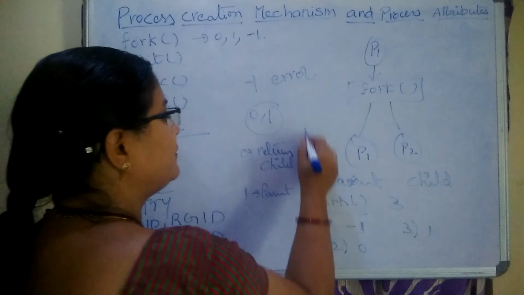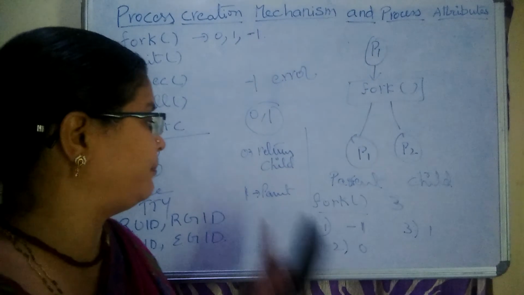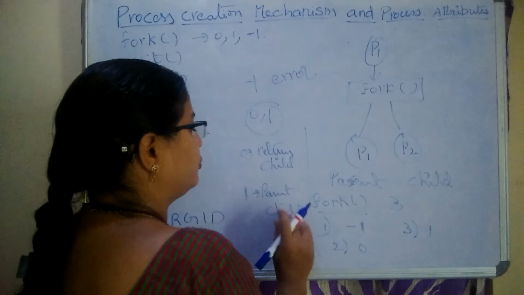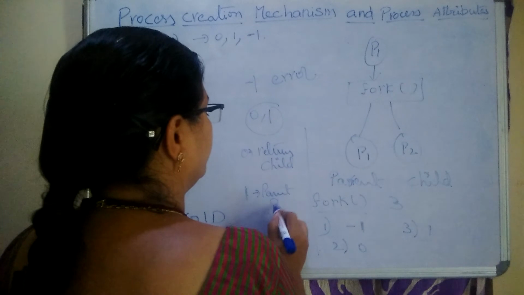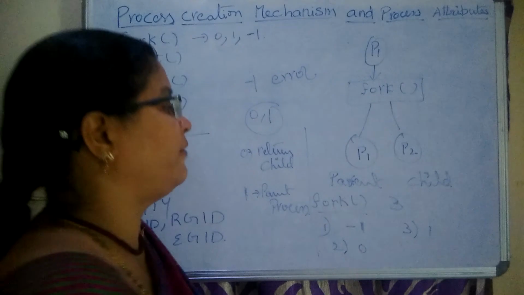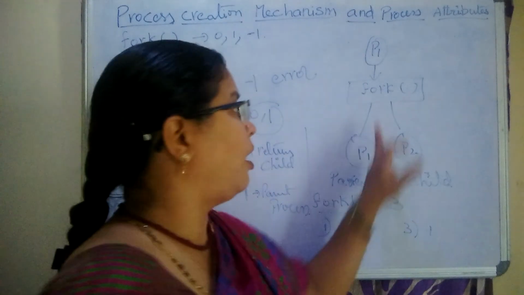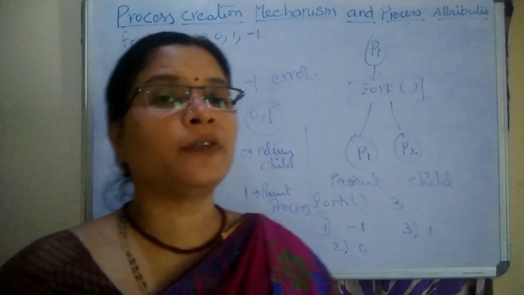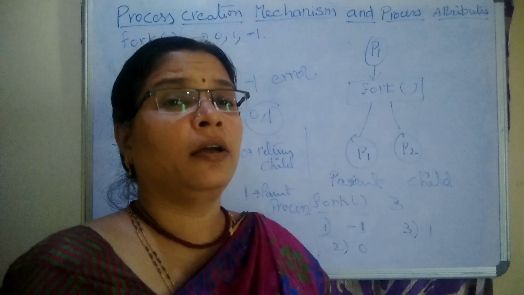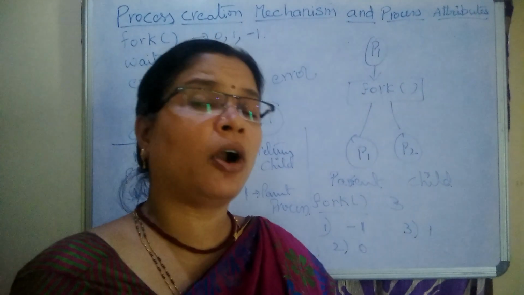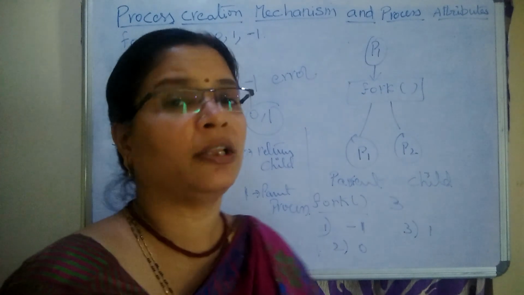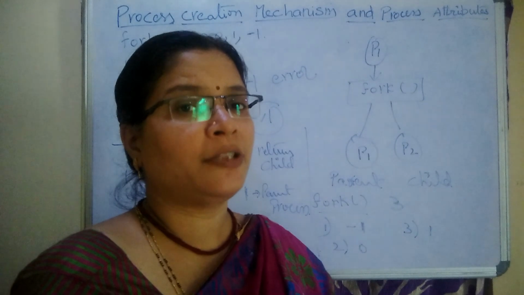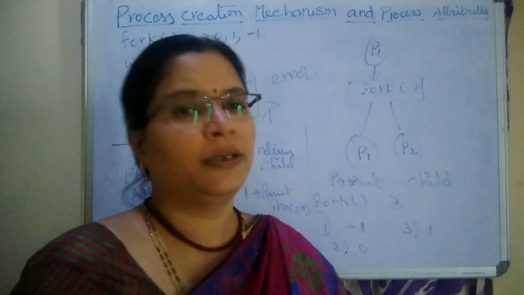That means the process is the parent, and it can have one child. That is the meaning of returning one value to the parent process. So like that it returns three values, -1, 0 and 1, after completion of the fork system call. So the ongoing process can be divided into two. The previous one is called the parent process and the new one is called the child process. Like that we can differentiate the two processes. We can create one process into two processes with the help of the fork system call.